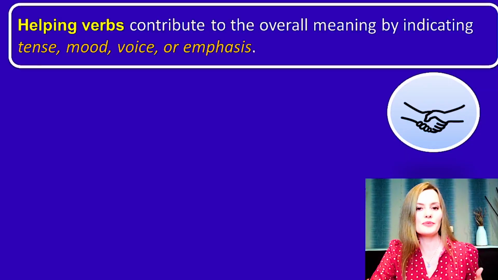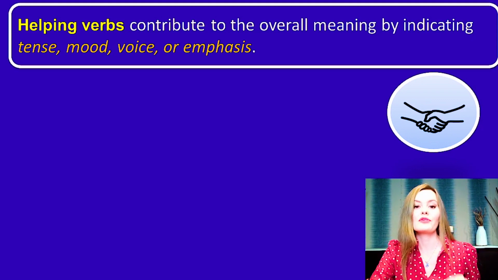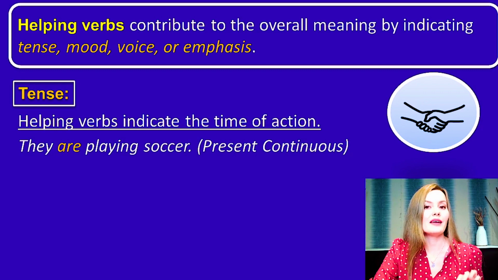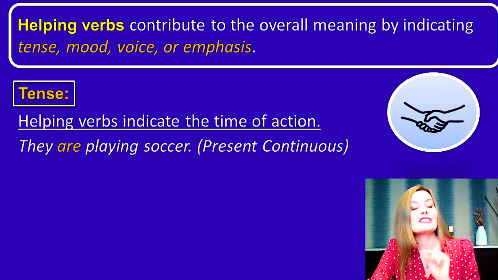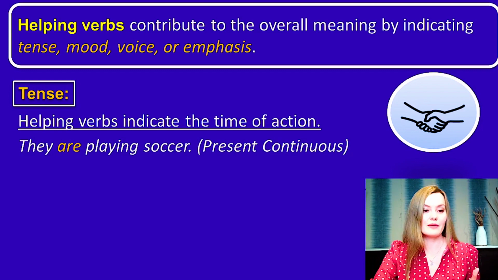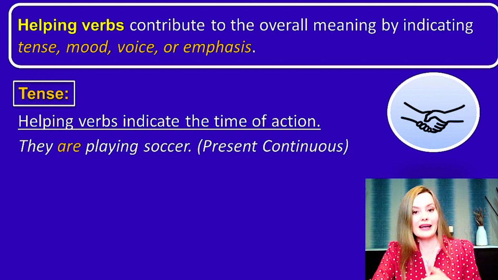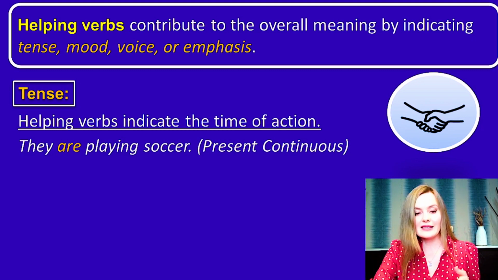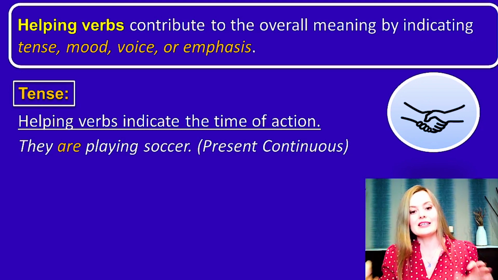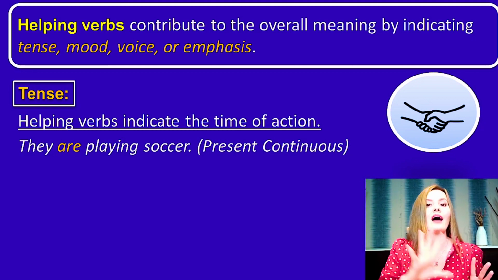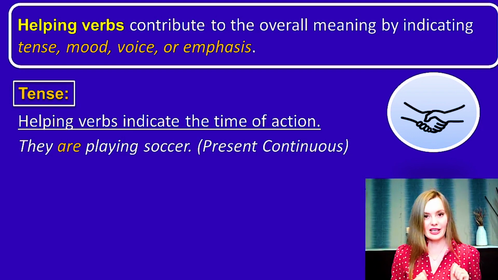Helping verbs contribute to the overall meaning by indicating tense, mood, voice, or emphasis. This is how they indicate tense. Helping verbs indicate the time of action. For example, they are playing soccer. In this sentence, the helping verb are indicates that we use the present continuous in this sentence. They are playing, present continuous.